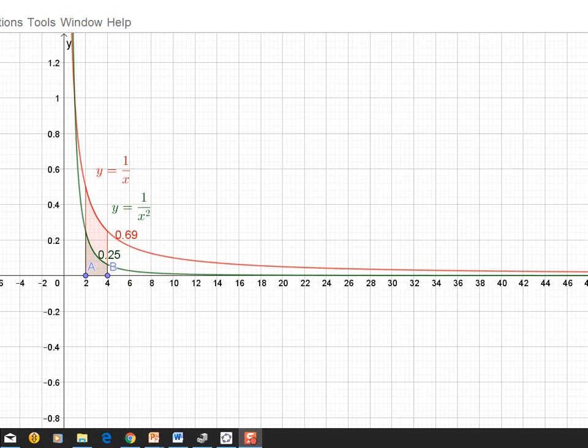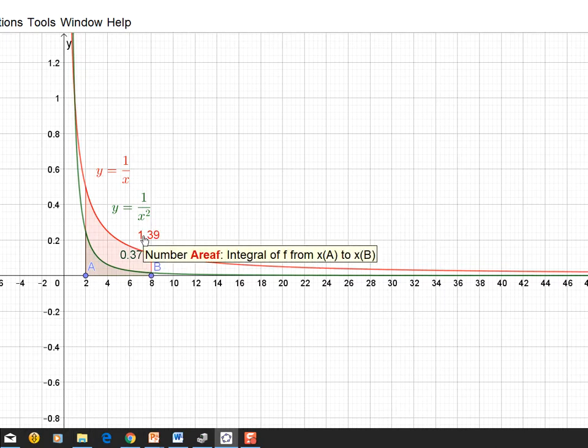Well, here you can see a GeoGebra file of the cases that we've considered: 1 over x in this video and 1 over x squared in a video previously. The area under the graph from 2 up to a value b is shown. So the green number there, 0.25, is the area under 1 over x squared, and the red number 0.69, the area under 1 over x from 2 up to b. I can change the value of b, and of course the areas are going to increase.